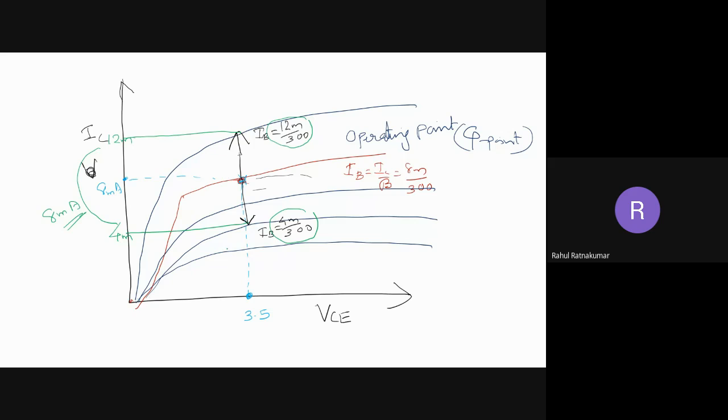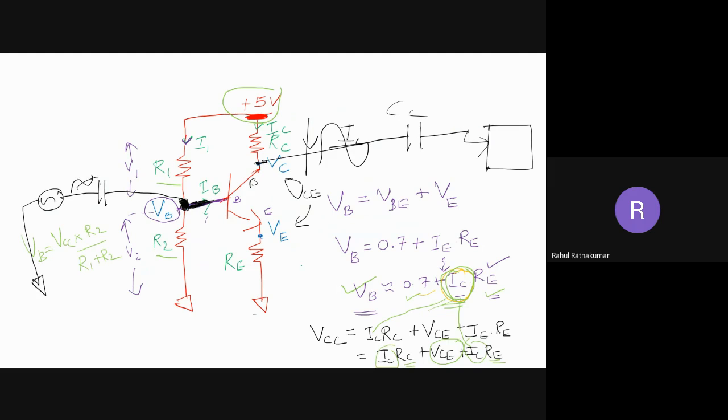Now you can see the voltage. What about the voltage fluctuation? As IC is increasing, what happens to VC? IC increasing means VC will be decreasing, right? As IC is increasing, the voltage drop across these two resistances, RE and RC, is increasing. So this voltage VC will be decreasing. From this equation also you can see this voltage will be decreasing.